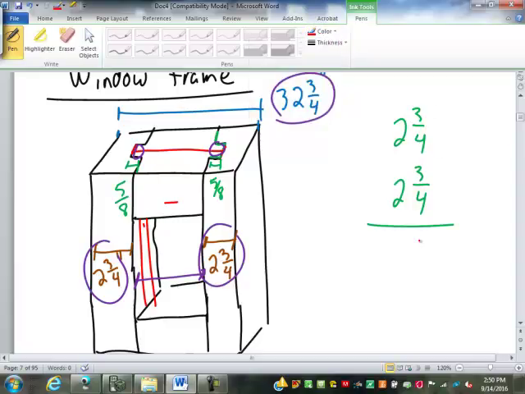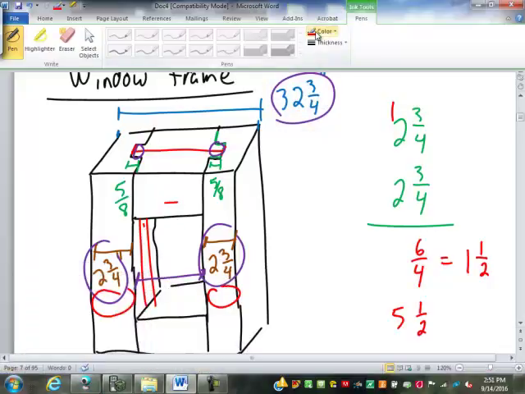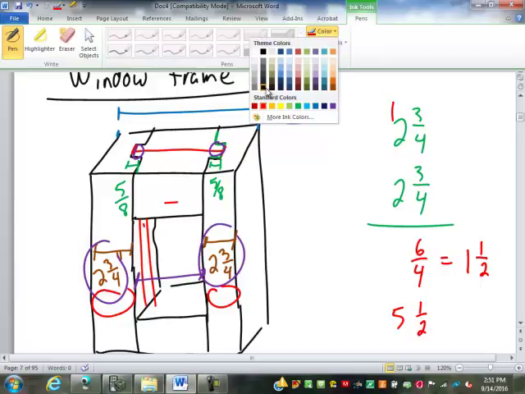3/4 and 3/4 is 6/4. So that is 1 1/2. 1 2/4 is 1 1/2. So I keep my half, carry my 1. 1, 2, and 2 is 5. So I'm losing 5 1/2 inches to my two side rails. So I have to take my 32 3/4 minus 5 1/2.